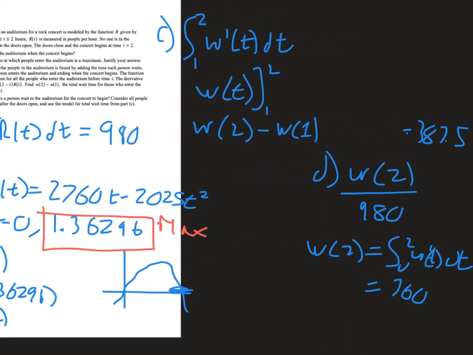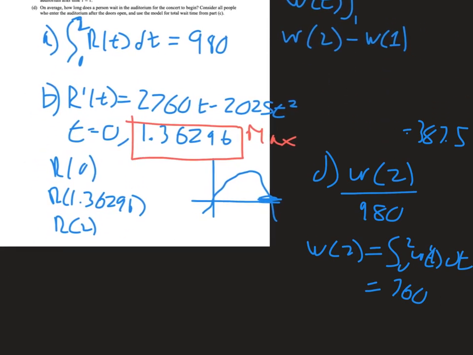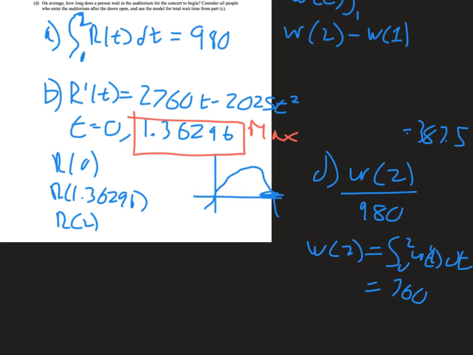Take that 760 and divide it by 2. Sorry, we're finding W of 2, which is 760, but we're not dividing by 2, we're dividing by 980 because that's the number of people. Because the 760 represents the total number of minutes that all the people waited. 980 represents the total number of people. So minutes divided by people should give us our average, which is 0.7755. Okay, so that is 2007 FRQ number 2.